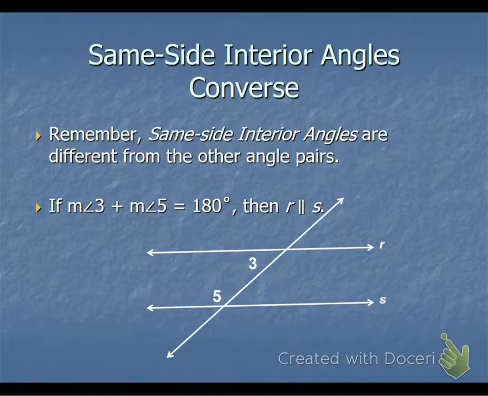What do same side interiors have to be? Same side interior, and what do they have to be? Not congruent. They're the only one that's not congruent. They have to be what? What does it mean when they add to 180? What's that called? Starts with an S. Someone said it. Yeah, so same side interior, that's the oddball. That's the one that has to be supplementary.